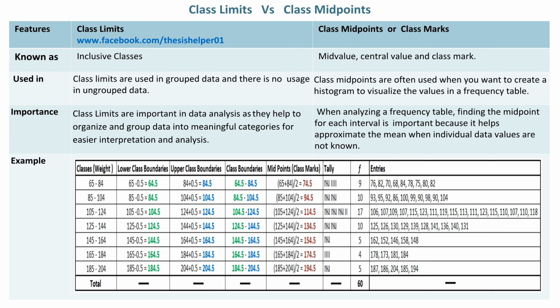In this way you can fill the rest of the frequency distribution table by making 4 columns for class midpoints, tally, frequencies, and entries, respectively.